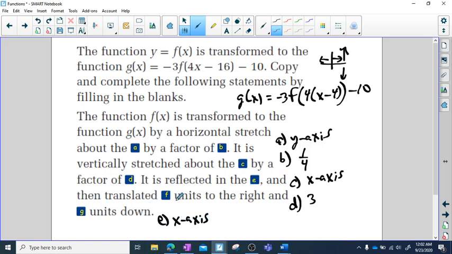And then it's translated. So many units to the right. Well, it's 4 units to the right. And how many units down? 10 units down. So there's the blanks all filled in.